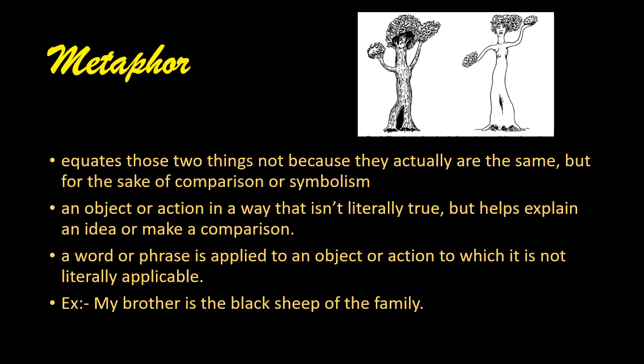Let's make it clear with an example. My brother is the black sheep of the family. Here he is neither black nor a sheep, but this comparison is used to describe the association of a black sheep with the person. A black sheep is an unusual animal which typically stays away from the herd, and the person described here shares similar characteristics. That means he doesn't want to stay together with the family. He has a unique character away from the family. That is what it is, an indirect or implicit comparison here.